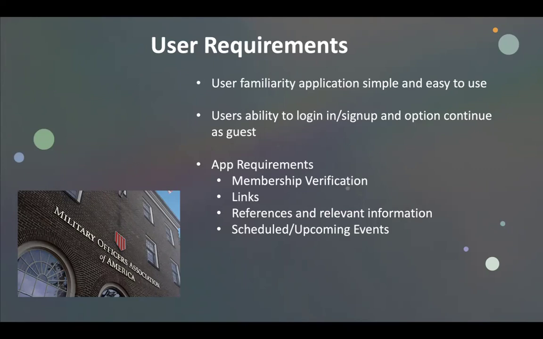As I stated, the application requirements were going to include member verification, links for all the national level services provided, and then subsequent links for the state level or local chapter areas, as well as the ability to provide references and relevant information for members who were logging on to the application and looking for specific information, whether it was scheduled events or possible upcoming events. They would have the ability to interface with that information and then possibly even schedule their own events depending on the level of permissions that they had within the application, if they were part of the executive board of an organization.